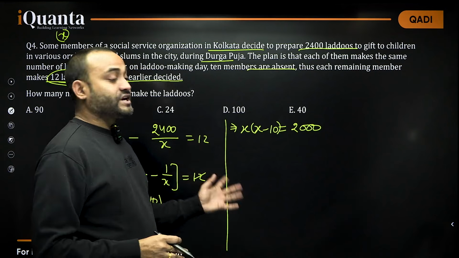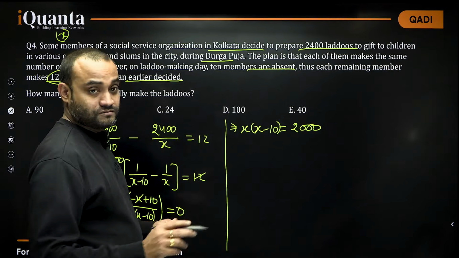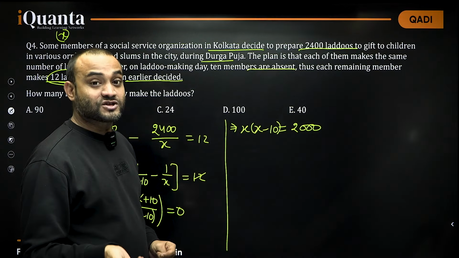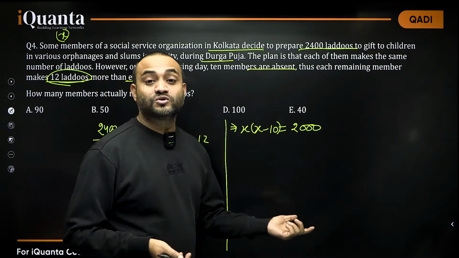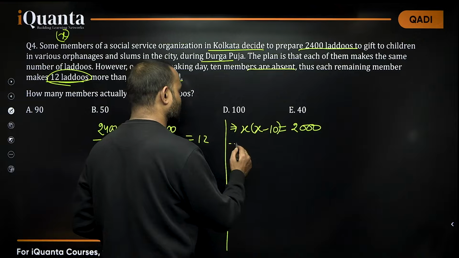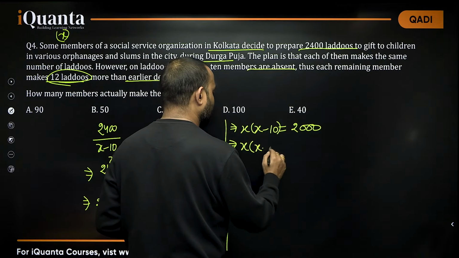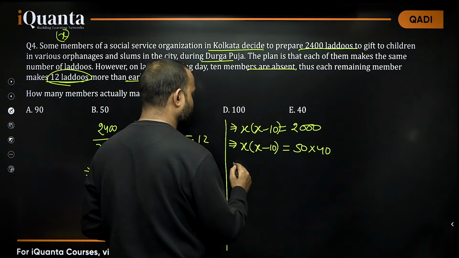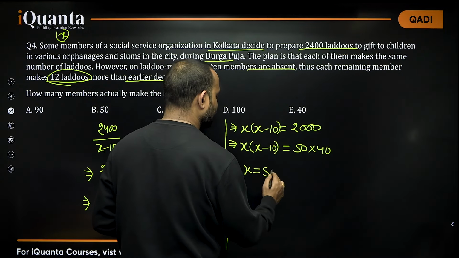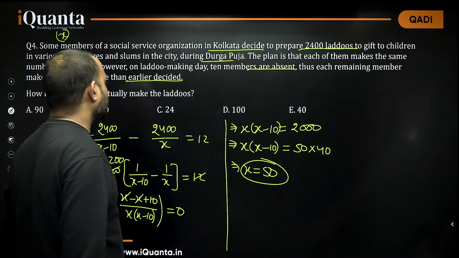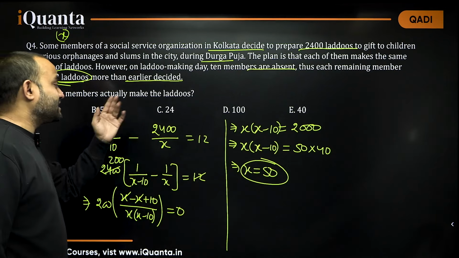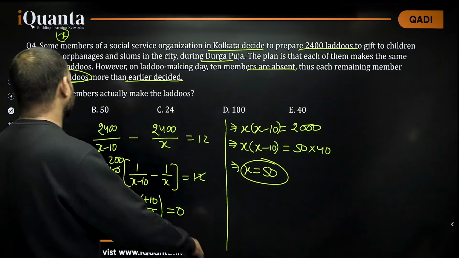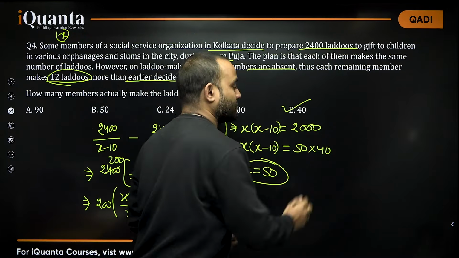Now we can use the quadratic to solve it, or as x is the number of persons, it's a positive integer, a natural number. So how can we write 2000 as a product of two natural numbers with a difference of 10? I can write it as 50 into 40. So from there straight away we can say x will be equal to 50, right? The question is, how many members actually made the laddoos? So 10 of them were absent, so 40 persons made laddoos, right? The answer is option E.